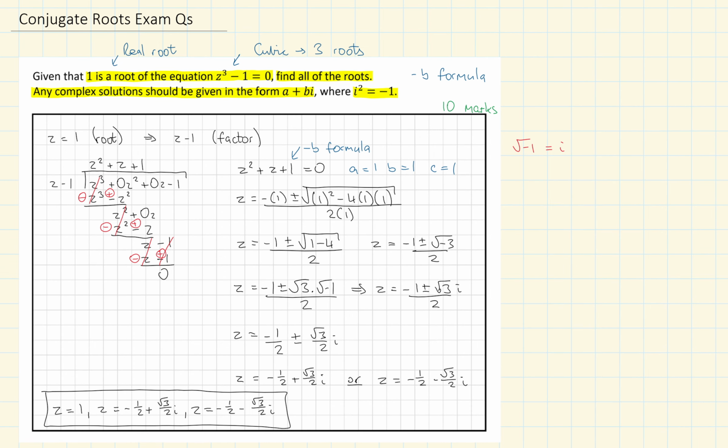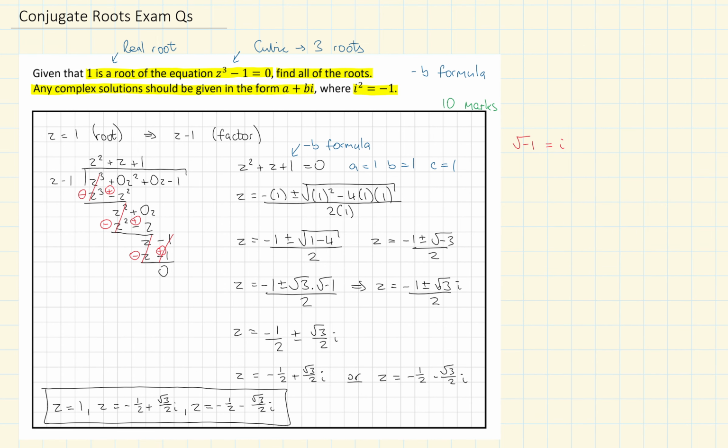So 10 marks, not too bad for 10 marks, but you just needed to remember, or recognize, that you're given a real root, and then if it's a root you can turn it into a factor. If it's a factor, it divides in evenly, no remainder, and then you are able to use the minus b formula to find your 2 complex roots, and just state your 3 answers at the end, and that's it done.